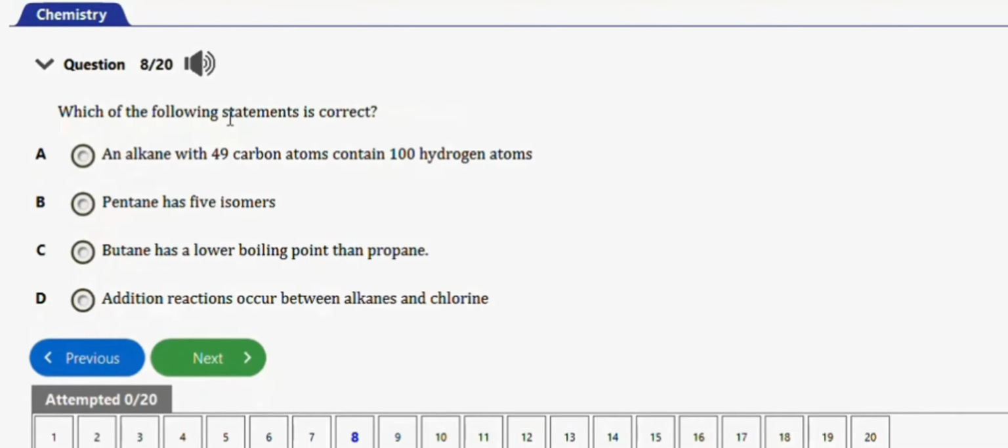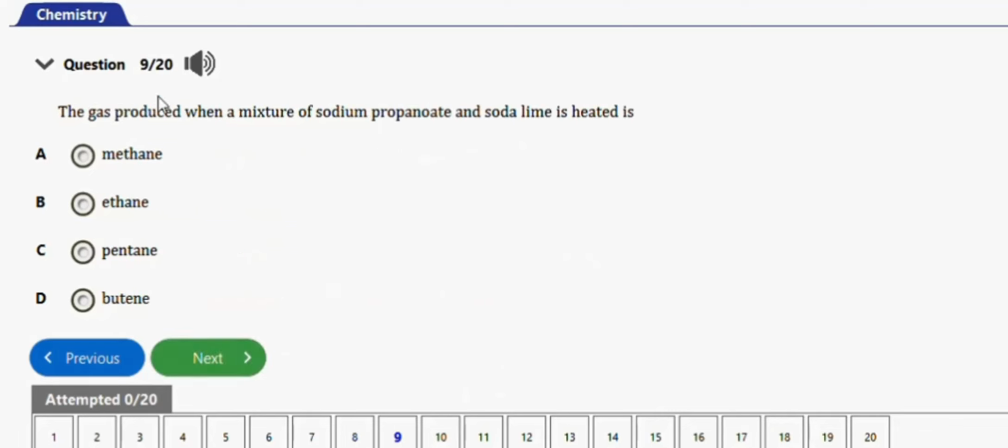The next question will be this one. It says which of the following statements is correct? An alkane with 49 carbon atoms contains 100 hydrogen atoms. Pentane has 5 isomers, no. Butane has a lower boiling point than propane, no. Addition reactions occur between alkanes and chlorine, no. So the right answer is option A. An alkane with 49 carbon atoms contains 100 hydrogen atoms. Yeah, that's correct.